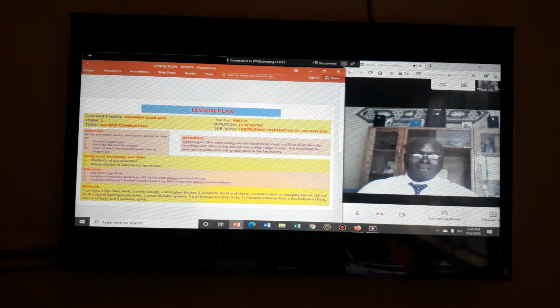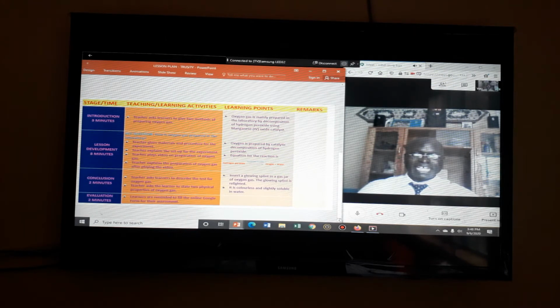Going to the next slide on my lesson plan, you can see on the left hand side of the screen that we have the lesson plan arranged in stages, where we have the first stage or the time taken, where we have the introduction, the lesson development, the conclusion, and the evaluation of the lesson. In the second column of my lesson plan, we have the teaching and learning activities. Then in the third column, I have arranged the learning points. So as we move on with our class, we shall be able to look at these learning points. Then I have my remarks column in the lesson plan. This remarks column, I'm going to fill it immediately after this live lesson presentation.